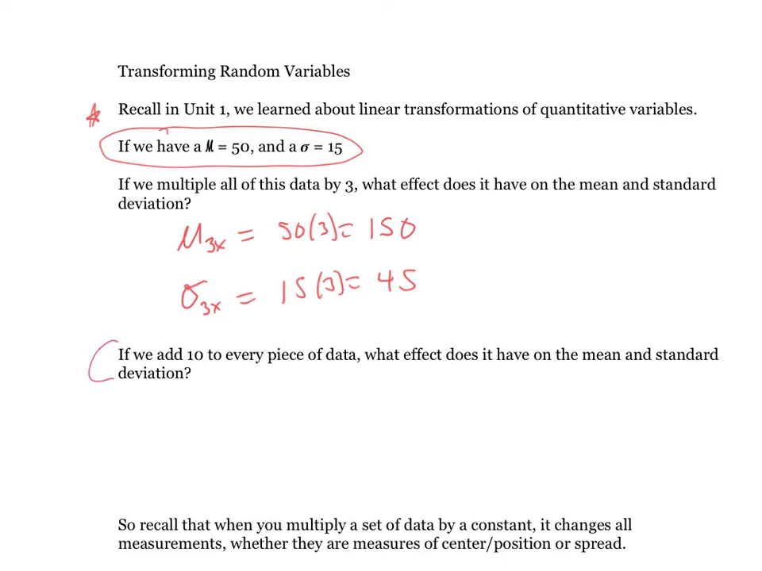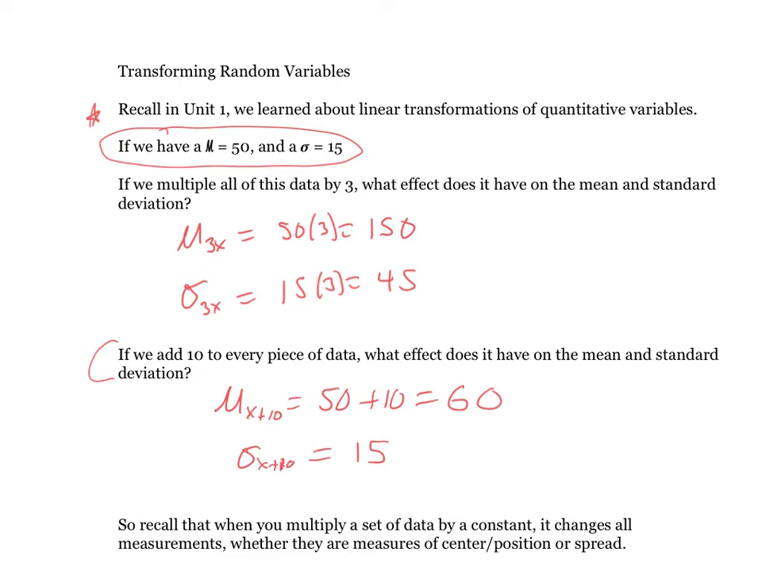Also, if we add 10 to every piece of data, what effect does that have on the mean and standard deviation? Well, adding only changes things that measure position, so like mean, median, quartiles, things like that. And it makes them all 10 units higher. So in this case, the mean would change from 50 to 60. But the standard deviation of x plus 10 would still be 15. Okay? Adding a constant to a set of data does not change how spread out that data is. So that plus 10 only affects measures of position.